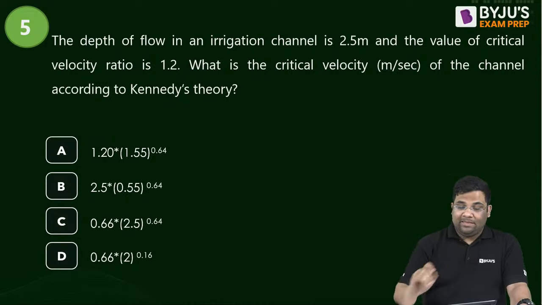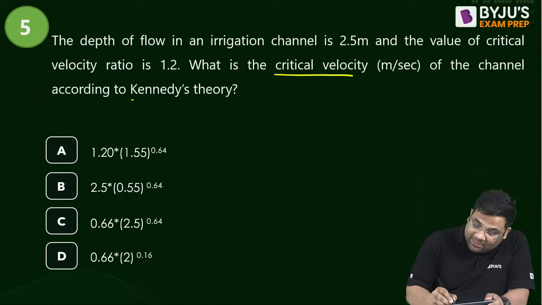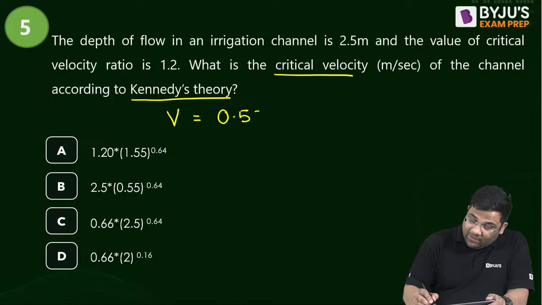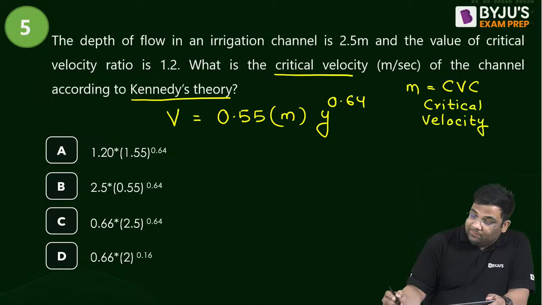Okay, so tell me this. This is the critical velocity as per Kennedy theory. You might know the formula. If you don't know the formula, it is 0.55 m into depth to the power 0.64, where m is the critical velocity ratio. Now use this formula and tell me the right answer. It's an empirical formula.